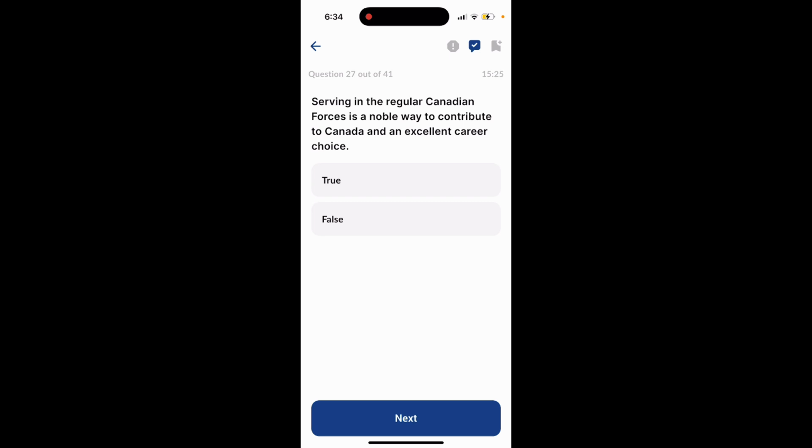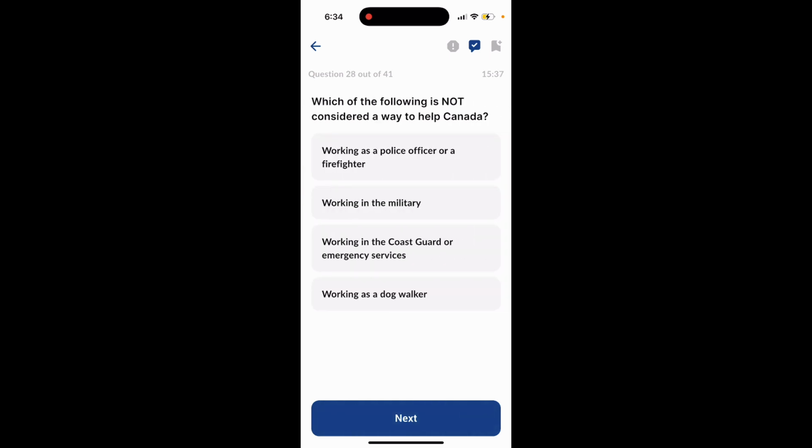Question 27. Serving in the regular Canadian forces is a noble way to contribute to Canada and an excellent career choice. Is that true or false? That is true. Question 28. Which of the following is not considered a way to help Canada? Working as a police officer or firefighter. Option 2, working in the military. Option 3, working in the Coast Guard or emergency services. Option 4, working as a dog walker. The answer is option 4, working as a dog walker.